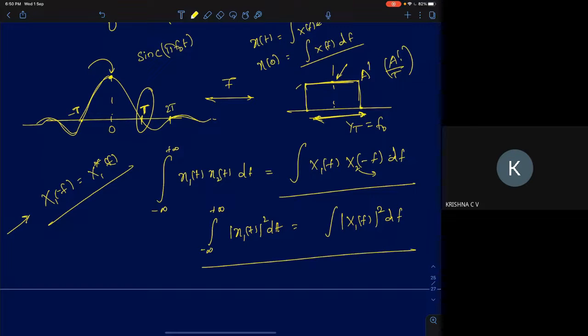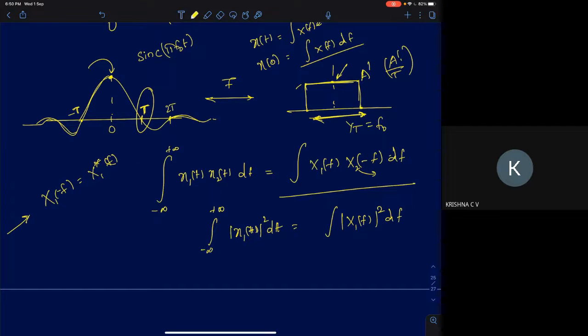This theorem is called Parseval's theorem. The squared integral of the function in the time domain will be exactly equal to the squared integral of its Fourier transform, the magnitude squared integral of its Fourier transform. This theorem is called Parseval's theorem.